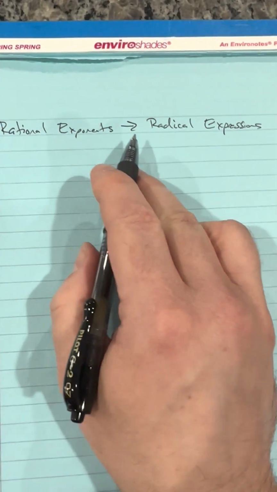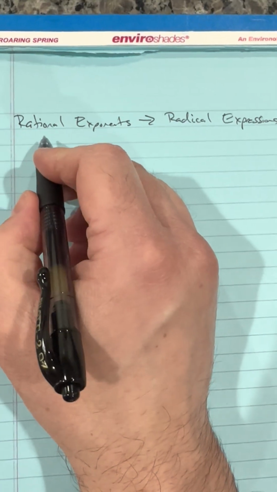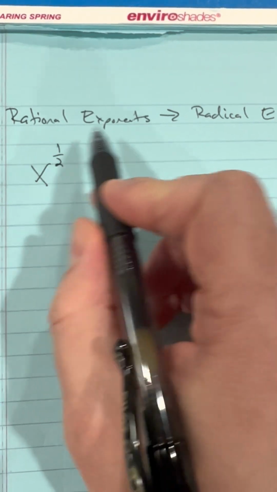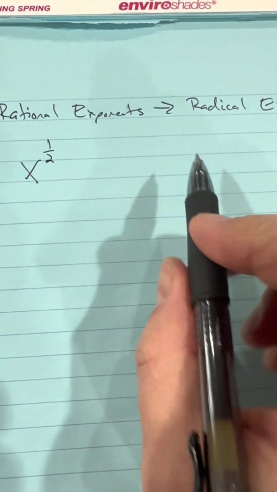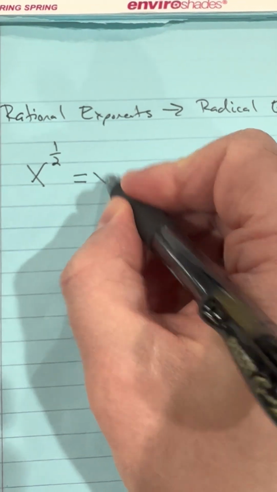Rational exponents we can change into radical expressions. Now, we've done a little bit with rational exponents, at least with exponents in general. The rational part of that means it's going to be a fraction now. So this is really x to the 1/2 power. The 1/2 is the rational part of this exponent. Now, there's a relationship between these two things. We can turn x to the 1/2 power into the square root of x. And how can we do that?